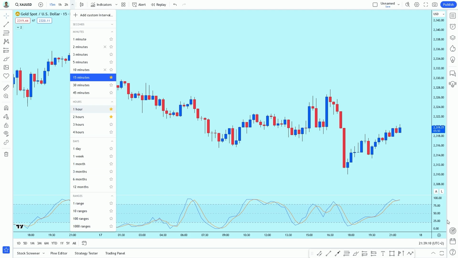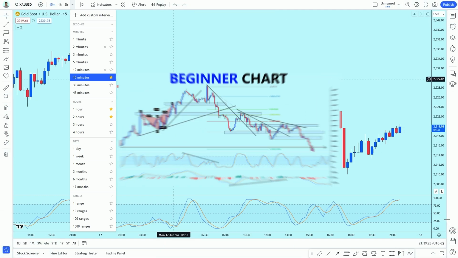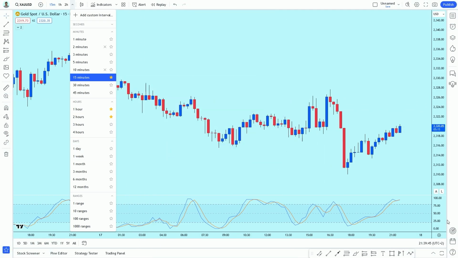So don't use all time frames, or let's say more than 3 time frames, because you will be confused. If you have many time frames, then you will have too many zones, too many trend lines, and you will simply be confused. So it takes a lot of time and practice for you to be able to analyze multiple time frames, especially more than 3.